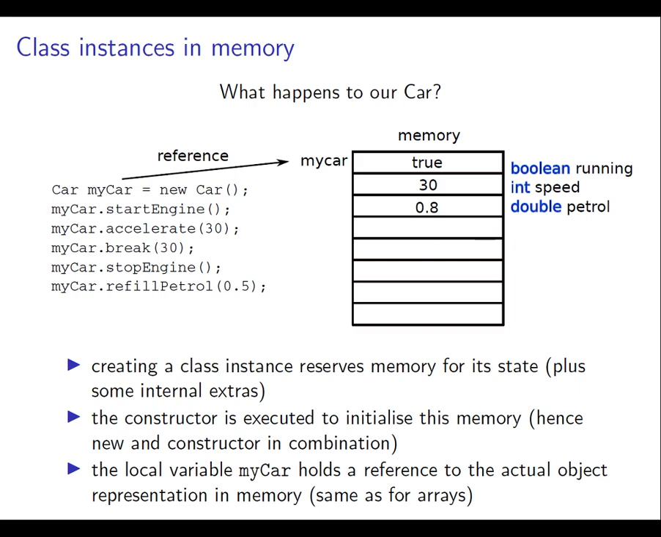And the local variable myCar, well, yes, it's local to wherever it's local to. It holds a reference to the actual object representation in memory, and this works the same as for arrays. By the way, this way of constructing objects in Java does have certain disadvantages, and if you do the course Software Design and Modelling later on, we'll have a lot to say about that. But this is the standard Java way to do things, and for most purposes, it's fine.